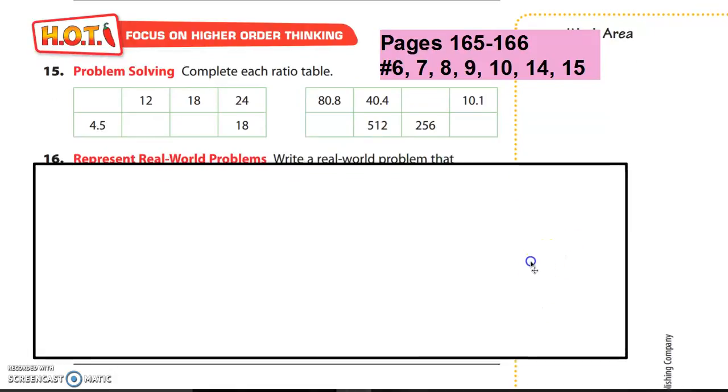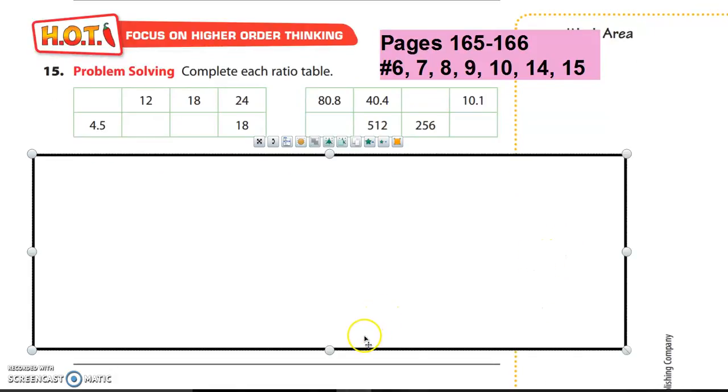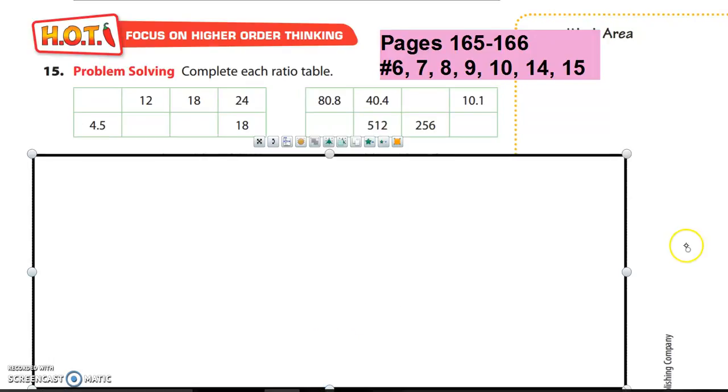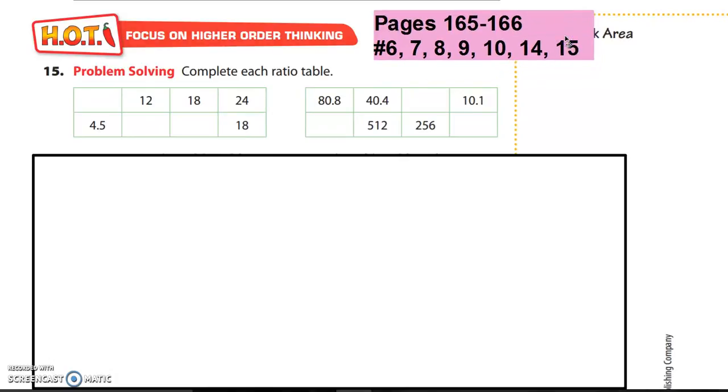Alright, so number 15 says to complete each ratio table. And they're different from each other. Personally, the numbers look a little easier on the first one, but the operation seems a little bit easier to me on the second one. So I think what I'm going to do is try and give you a hint on the second one first, and then I'll give you a hint on the first one second, because it doesn't really matter which one you do first.